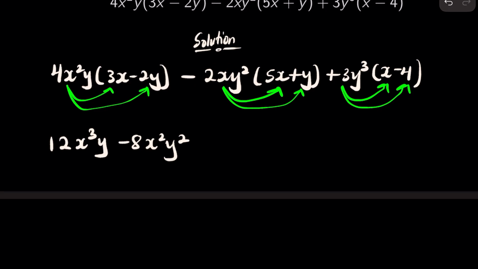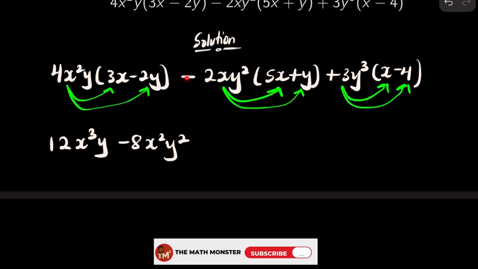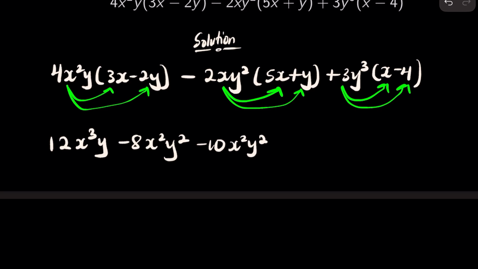Also here we have minus 2xy squared times 5x. Minus 2 times 5 will be minus 10. And then we have x squared y squared. Then minus 2xy squared times y. So that's going to give us minus 2xy cubed.